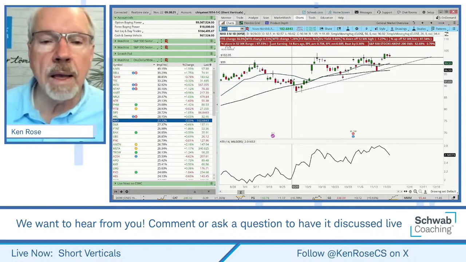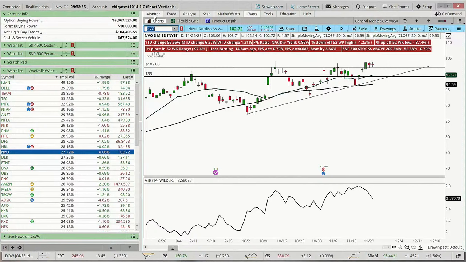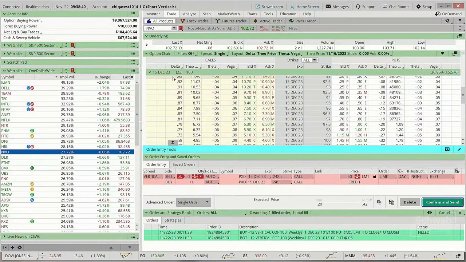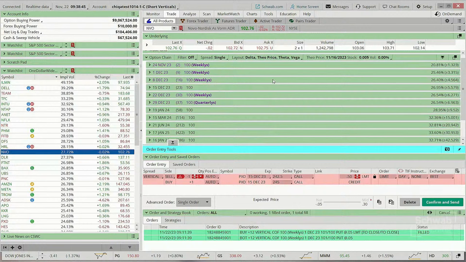NVO, and we're doing a 99, looks like a 99.98 short put vertical. We'll come up here to the monitor page. We'll trade NVO. Generally in here, investors, we've gone out about 23 days, somewhere in the neighborhood of about 23 to 30 days. Now, if you go out longer, you're going to get a bigger credit, because you're selling over a longer period of time.